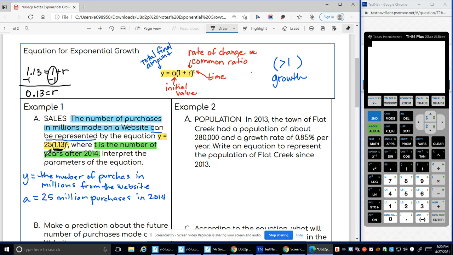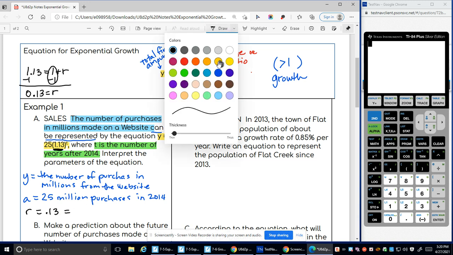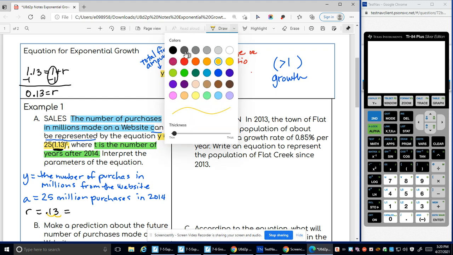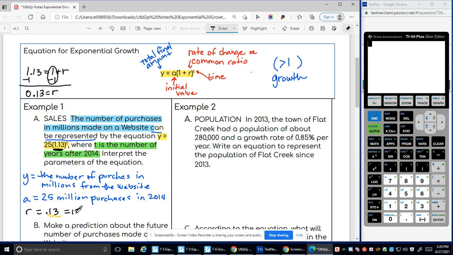0.13. Okay, well, what does 0.13 actually mean? 0.13 is going to be our rate of change, our common ratio. Now remember, we could write it as this, or we could represent it as a percentage, where you move the decimal 2 times to the right, and you have 13%.